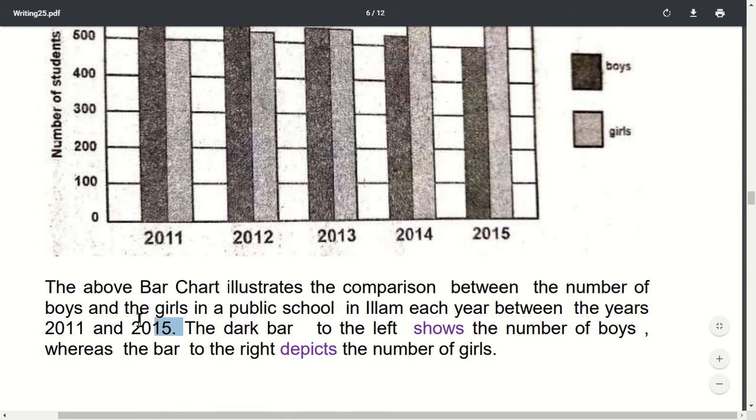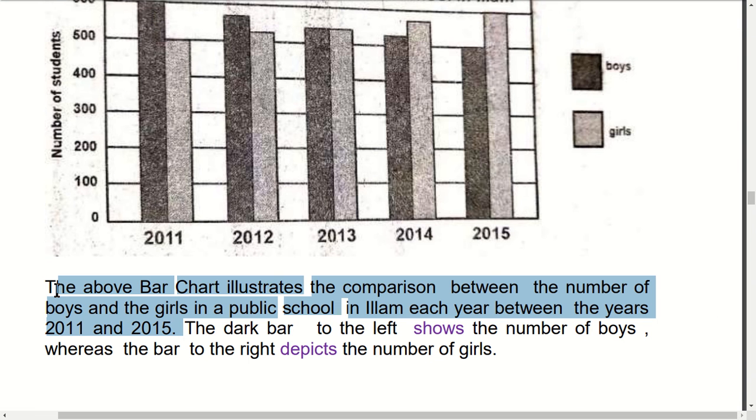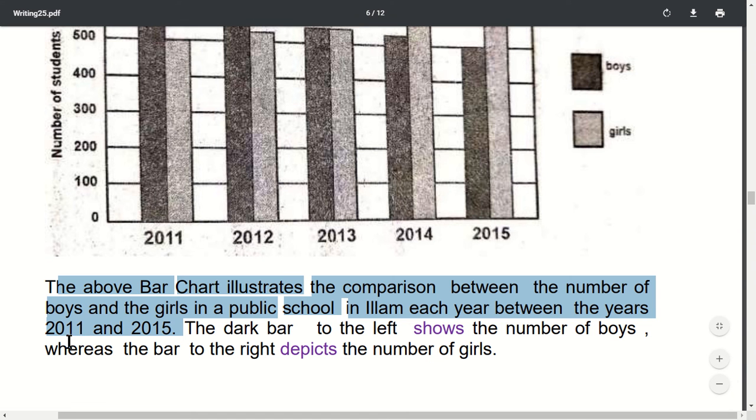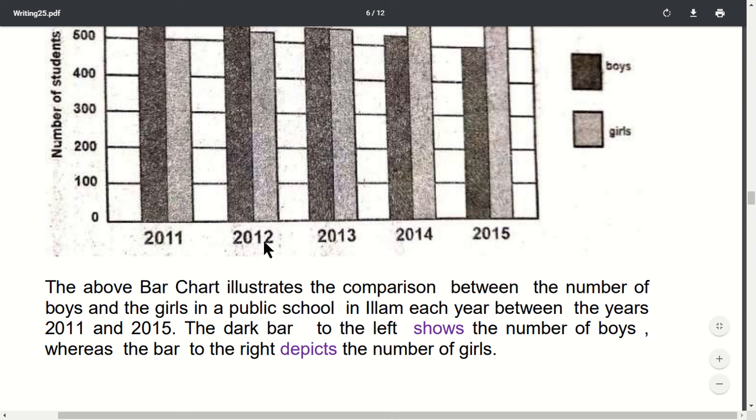What does the chart show? The chart illustrates the comparison between the number of boys and the number of girls in a public school in Ilam each year between 2011 and 2015.